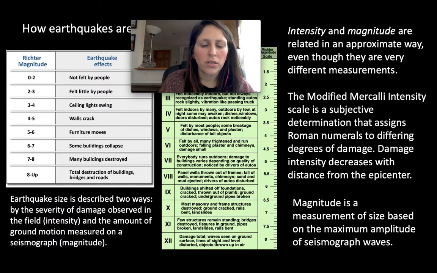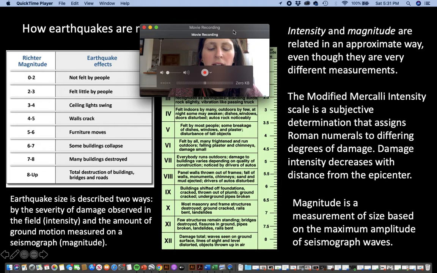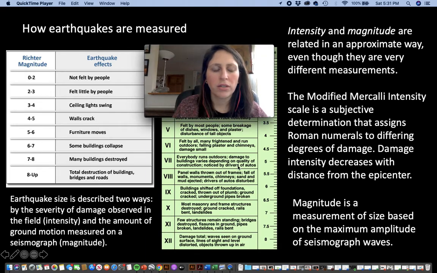Okay, so getting towards the end, I hope. How are earthquakes measured? So there's two ways we can measure earthquakes, intensity and magnitude. Okay, and intensity is the damage observed in the field. I'll go through these actually one by one. And magnitude is the amount of ground motion measured on a seismograph. Okay, so that's intensity and magnitude.